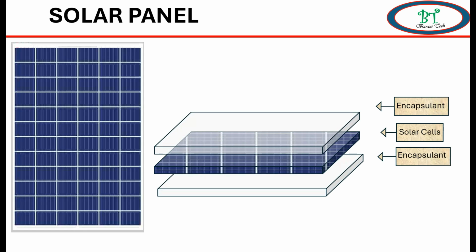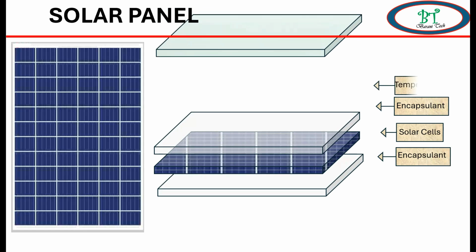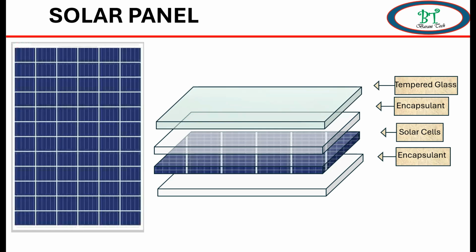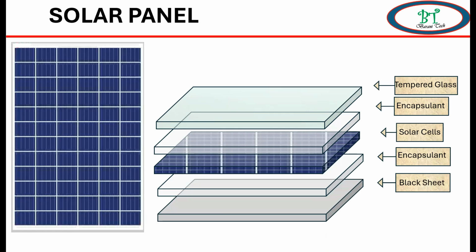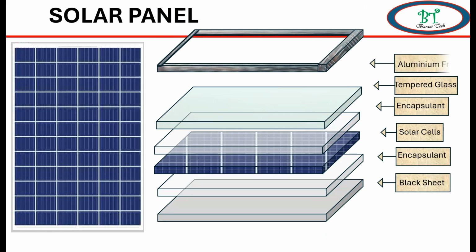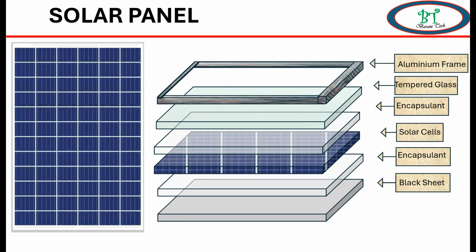On the top of this, tempered glass is covered. The main purpose of this is to withstand rough weather conditions like strong wind and rain, ensuring long-term durability. On the bottom side, it will have the black sheet. This is used to increase solar cell efficiency by absorbing more sunlight, since black absorbs more sunlight. The outer edge is covered with an aluminum frame, which is used primarily for structural support and the mounting system.